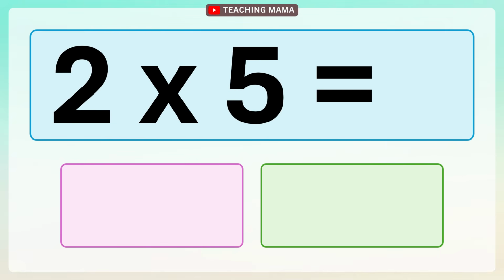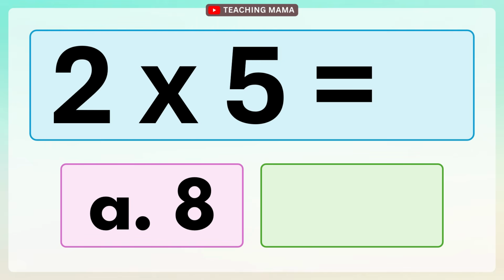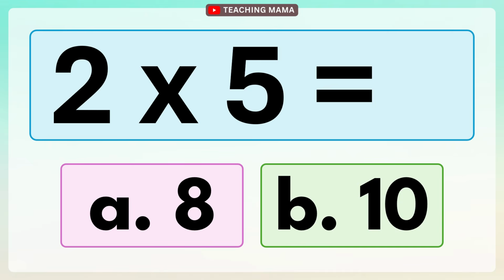2 times 5 equals A. 8 B. 10. What is the answer? B. 10.